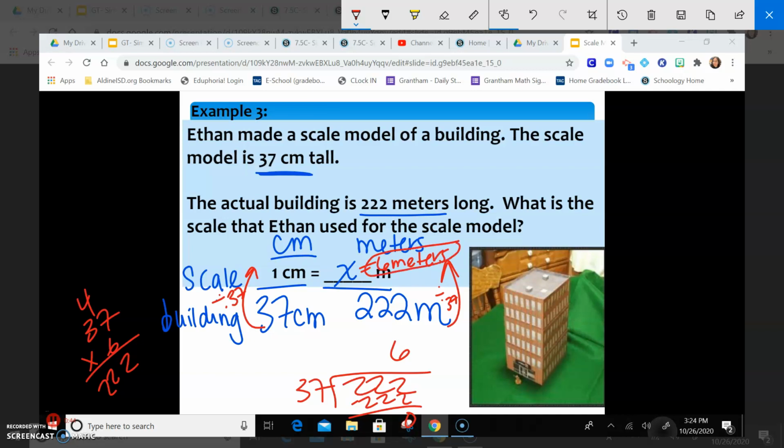So the scale that Ethan used in order to create this model was that 1 centimeter is equivalent to 6 meters. And so again, here I was working backwards to try to figure out what scale he used, but I still use the proportion with my 4 labels.